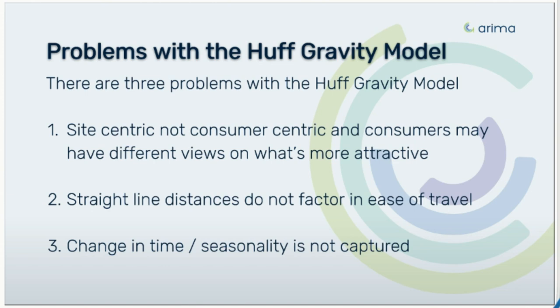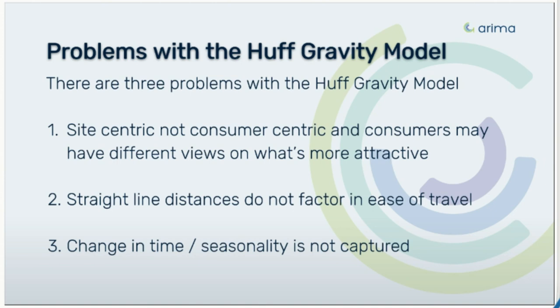So the attractiveness really depends on the properties of the location. The larger the store is, the more attractive it is. But in reality, people may have different views on what attractiveness means. Person A may find a certain type of store attractive, and person B may find a different type of store attractive. So that's not being factored into the model.